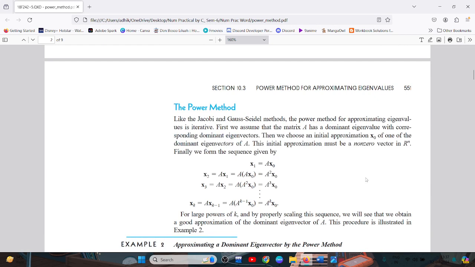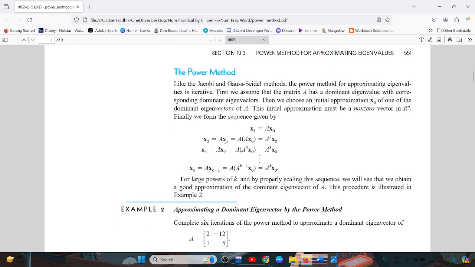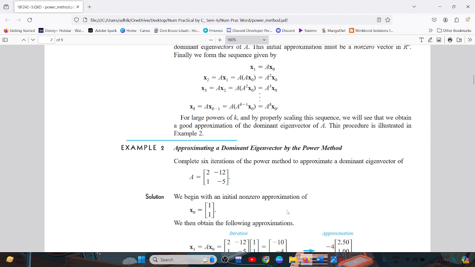And this is the power method. We take x1 equal to A into x0, where x0 is the initial approximation, some column matrix. Then x2 equal to A into x1, which is A square into x0, and so on, xk equal to A to the power k x0. For large powers of k, and by properly scaling this sequence, we will see that we obtain a good approximation of the dominant eigenvector of A, and this procedure is illustrated by this example.